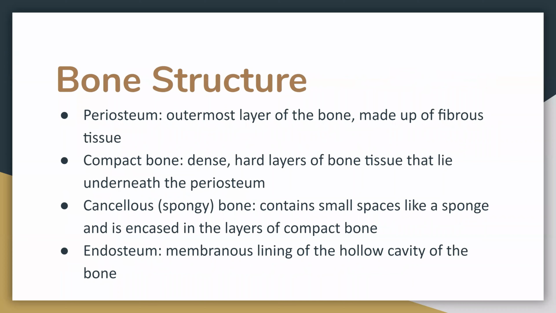So let's look at the body structure. First, you have the periosteum, which is the outermost layer of the bone. It's made up of fibrous tissue. Then you have the compact bone, which is dense, hard layers of the bone tissue that lie underneath the periosteum. You also have the cancellous spongy bone, which contains small spaces like a sponge and is encased in layers of compact bone. You also have the endosteum, which is the membranous lining of the hollow cavity of the bone.